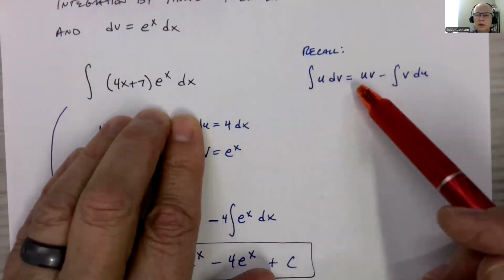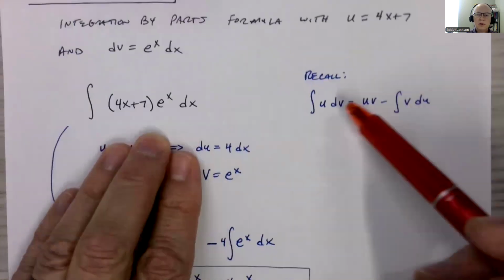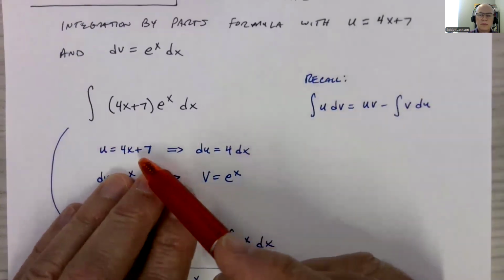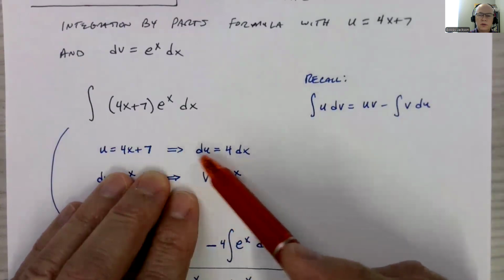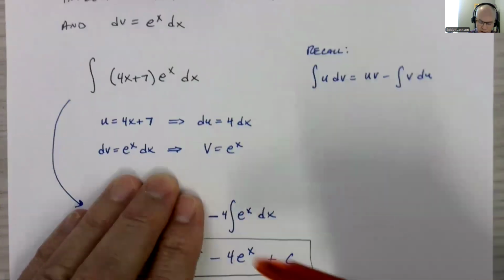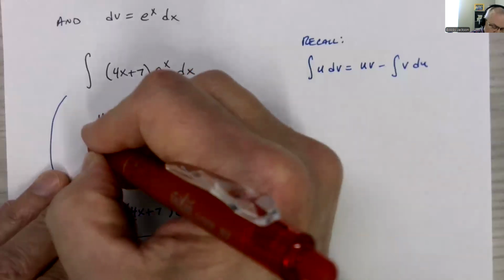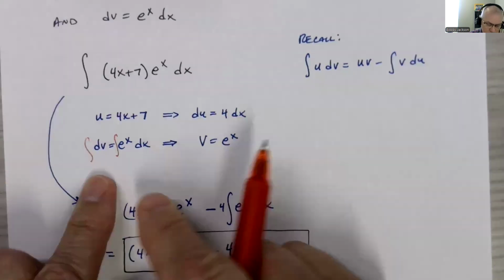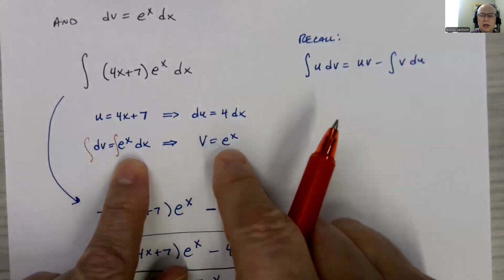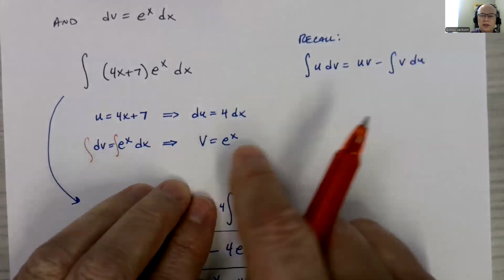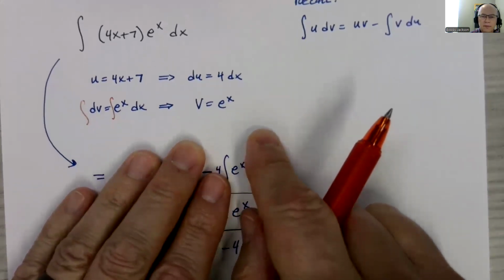Recall the integration by parts formula: integral of u dv is uv minus integral v du. So if u is 4x plus 7, what's the derivative of 4x plus 7? It's just 4, so du is 4 dx. Here, we're going to integrate: dv is e to the x dx, so I integrate both sides. The integral of dv is v, and the integral of e to the x dx is just e to the x. There's a constant of integration, but we'll put that at the end when all is said and done.